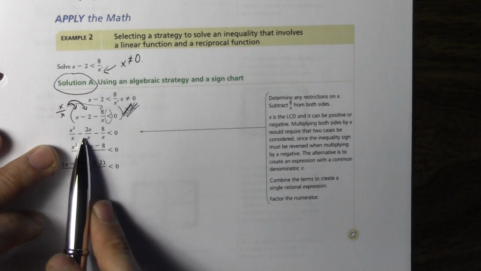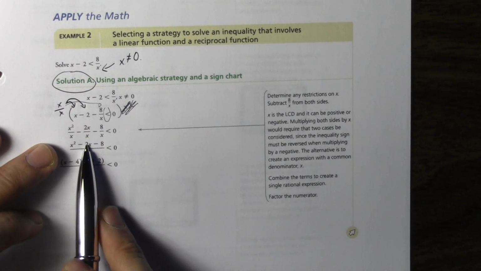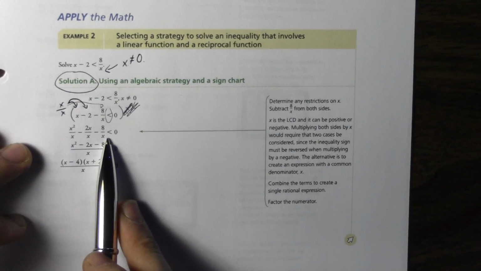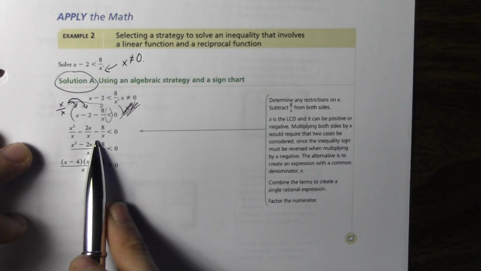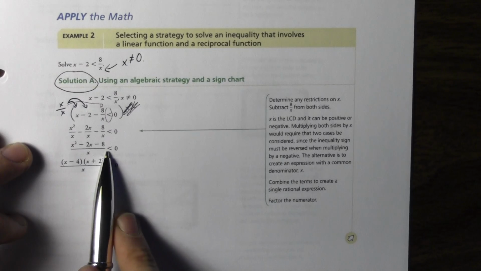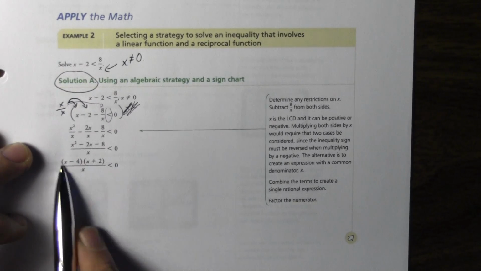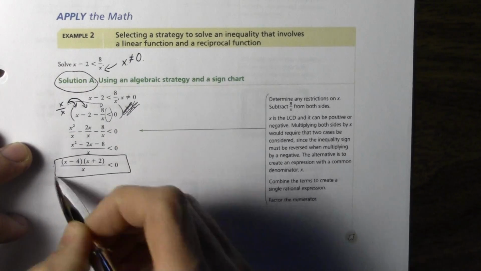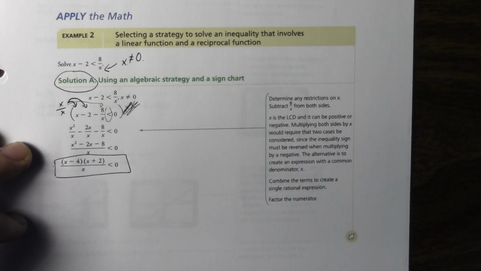I get x squared over x minus 2x over x minus 8x. And now these denominators are all the same, so I can combine them and join the numerators. Now my numerators are joined, I factor them, and I'm left with this equation. Any questions up to there?